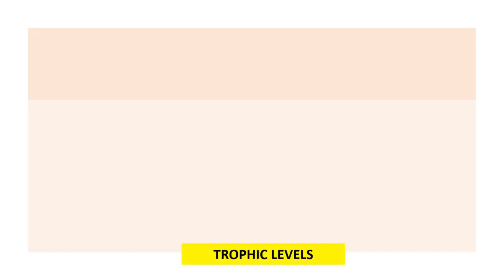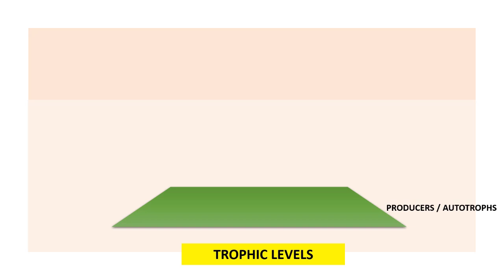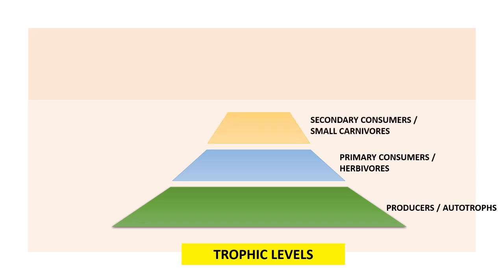Now let's have a look at the various trophic levels. The first trophic level is producers, which is also known as autotrophs. The second trophic level is primary consumers, which is also known as herbivores. The third trophic level is secondary consumers, which are also known as small carnivores. And the last and uppermost trophic level is tertiary consumers, which is also known as larger carnivores.